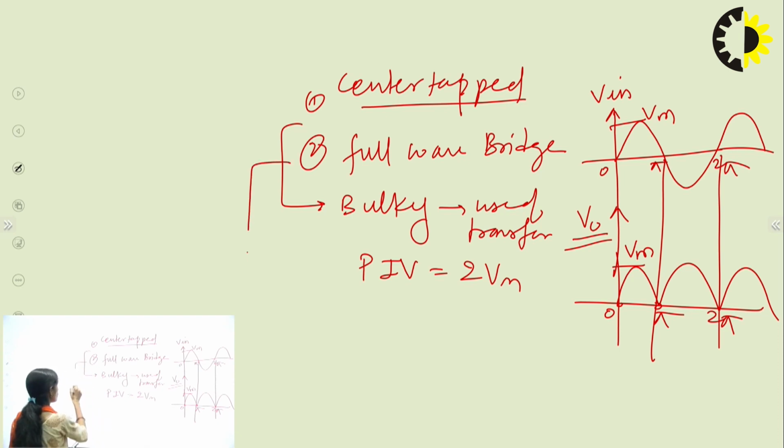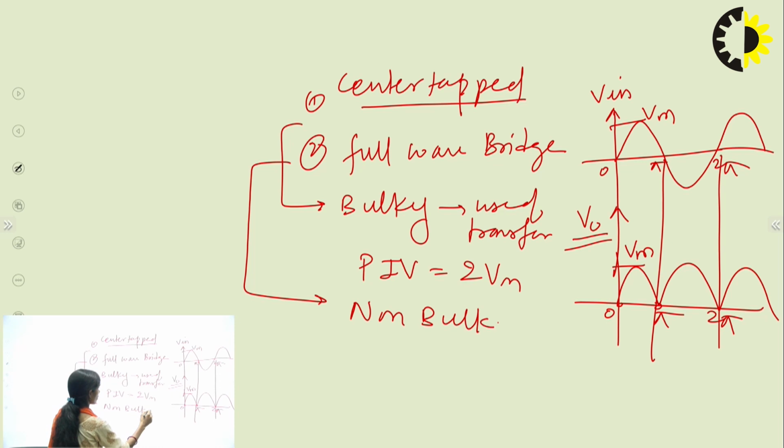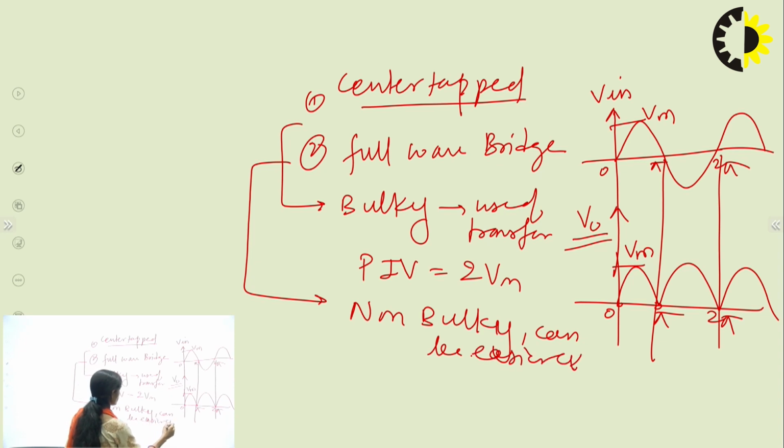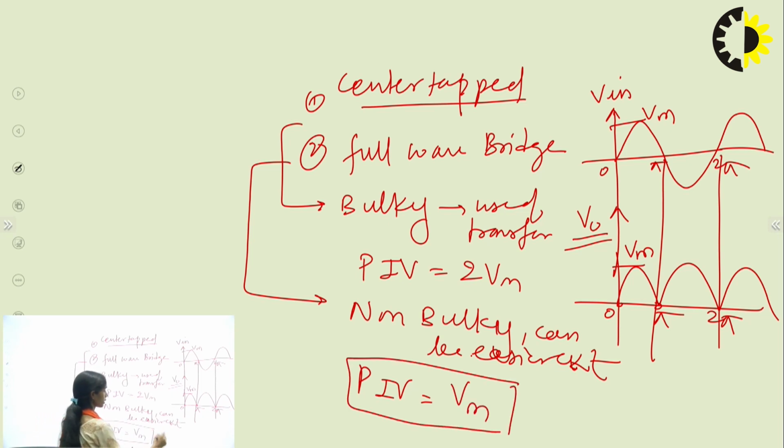But the full wave bridge rectifier is not bulky in nature and is an easier circuit as compared to the center tap, and its PIV is Vm, so it can be reliable for a longer period of time. The only difference is that the center tap rectifier uses 2 diodes and the bridge rectifier uses 4 diodes.